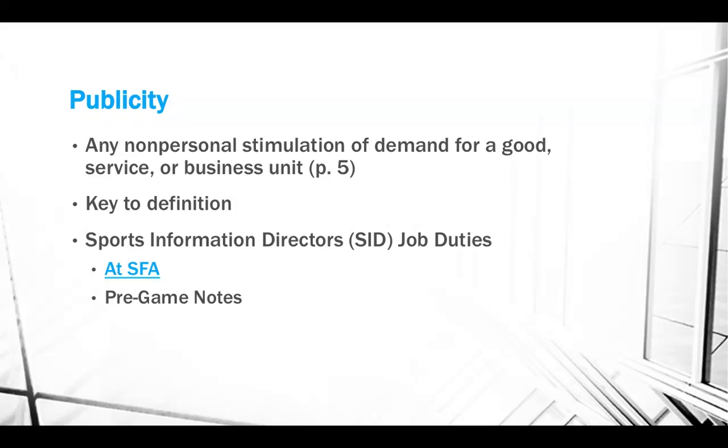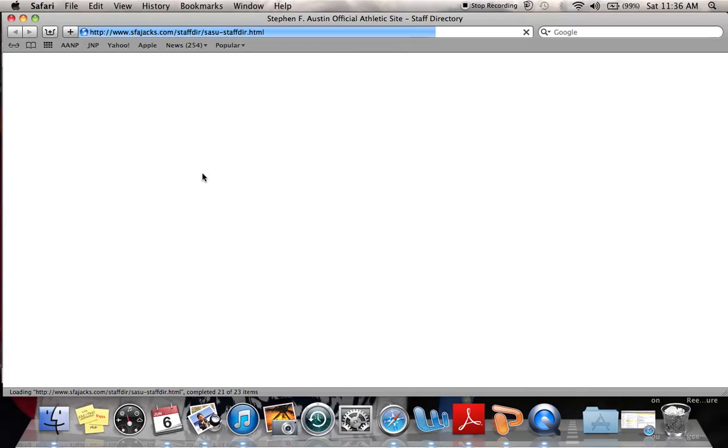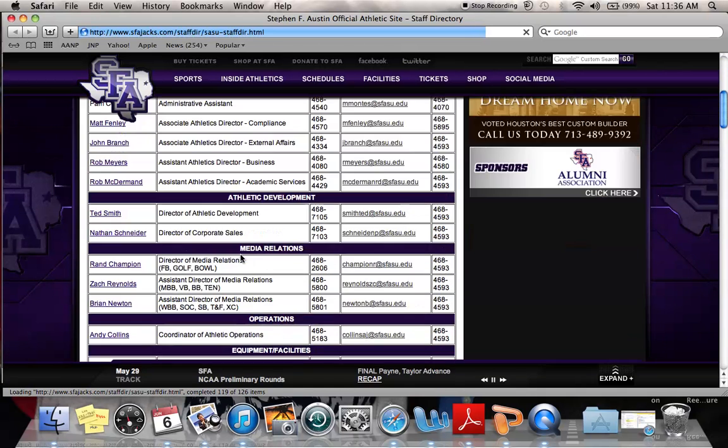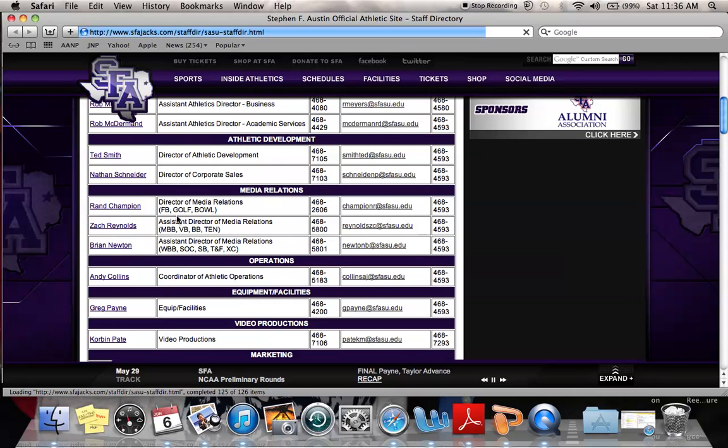And so, for example, at SFA, we have what we call media relations specialists. Let's see if it'll open up. You can see that if you look at our staff page on sfajax.com, there is media relations. There's 3 individuals: Rand Champion, Zach Reynolds, and Brian Newton. And their job is specifically with certain sports, to spend time creating and distributing information to the media. This is known as press agentry. And again, they're the marketers for those individual sports with the different media outlets.